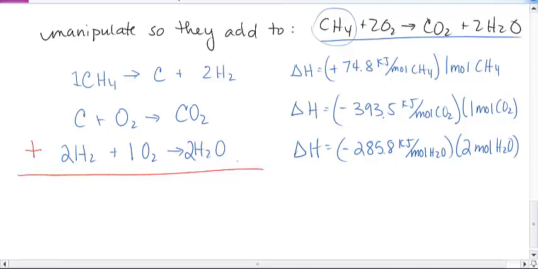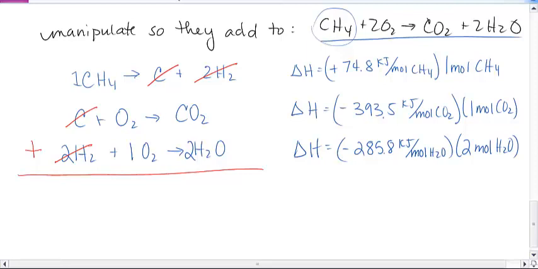So is there anything that you see that would cancel out? Brett? Carbon, right? Here's carbon on the right side of this arrow, but on the left side of that one. What else? Mike? Hydrogen. So here's 2 hydrogens on the right side of this arrow and 2 hydrogens on the left side of that arrow. So they cancel out. Anything else?